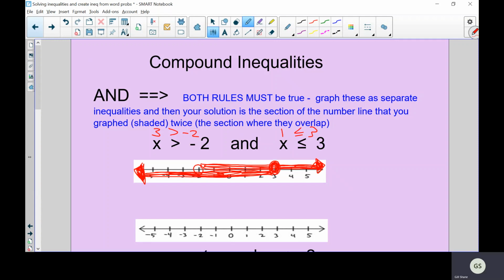We said that if it's an and compound inequality, the number has got to work for both of those. Not just one, but both. Got to work for this and for that. So let's just test out some numbers. Somebody give me a number. Somebody said 4. Is 4 greater than -2? Yes, 4 is greater than -2.